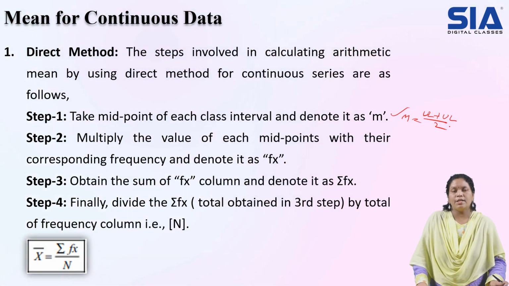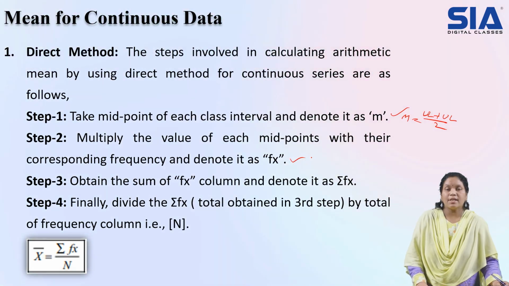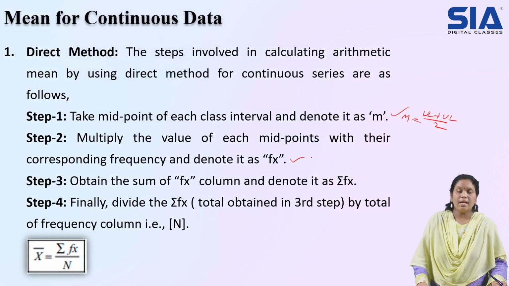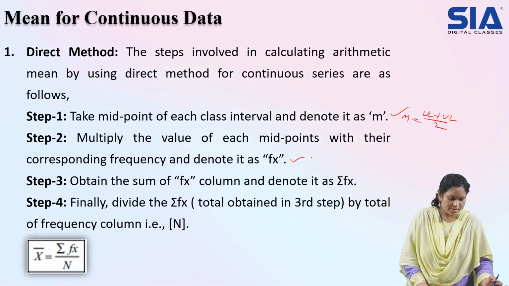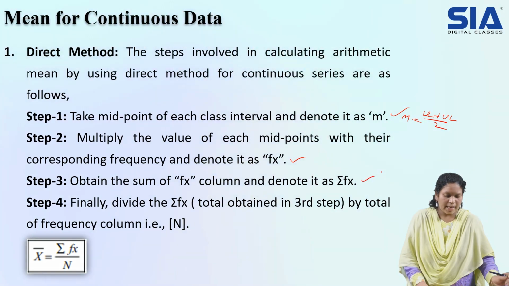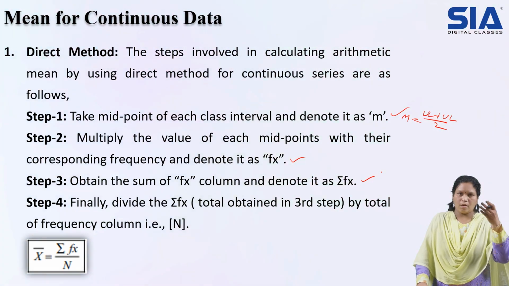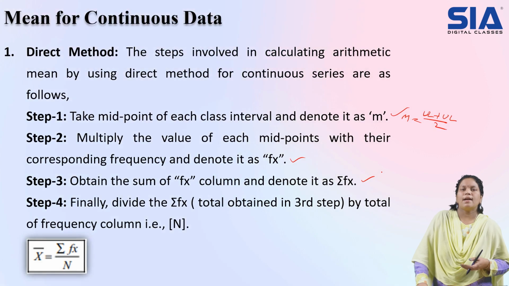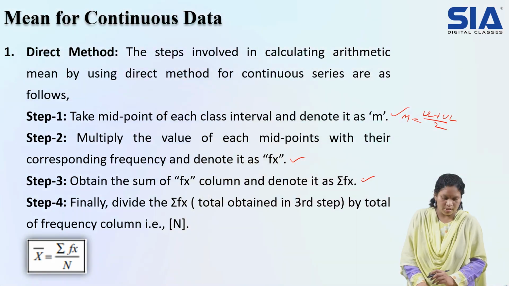We know in continuous data, class intervals as well as frequencies will be specified. So those frequencies we have to multiply with the mid values, and that is denoted as fx. The midpoints we have just discussed, multiply them with the frequencies, and you will get the fx column. The next step is to obtain the sum of the fx column and denote it as summation fx. Whatever multiplications we have just done, f into x, that column we have to add up, and whenever we add the data we call it summation. So symbolically, summation fx. Summation fx column we have now obtained.